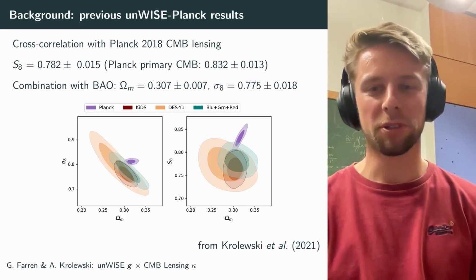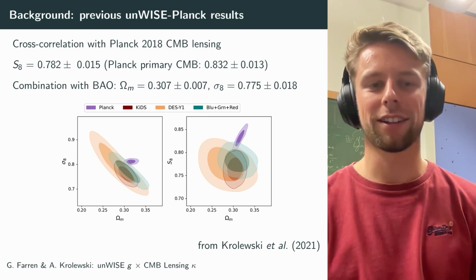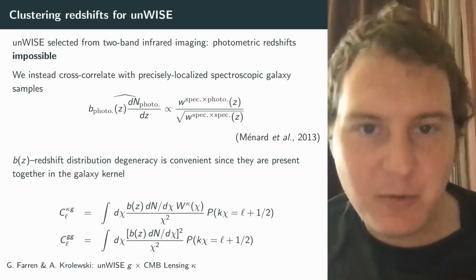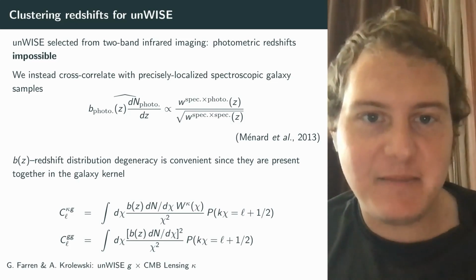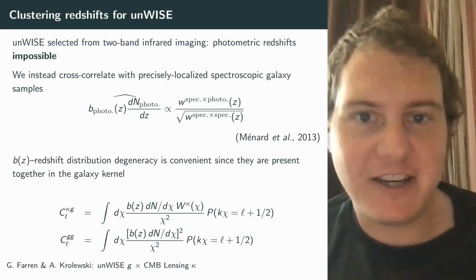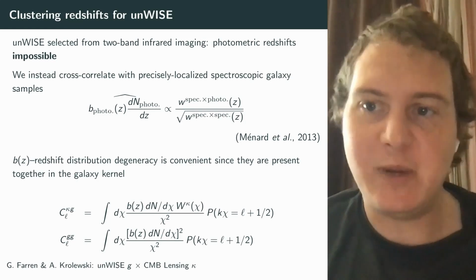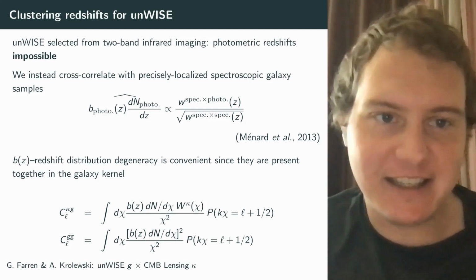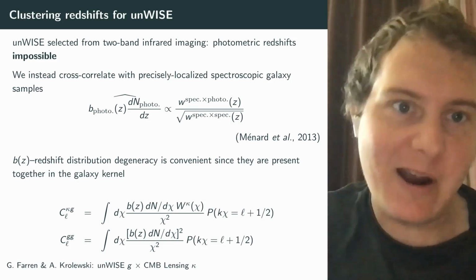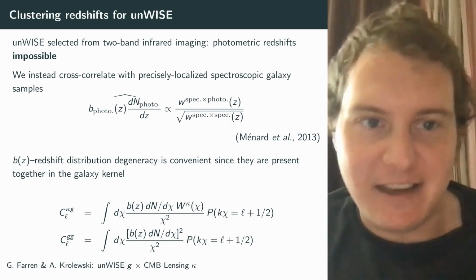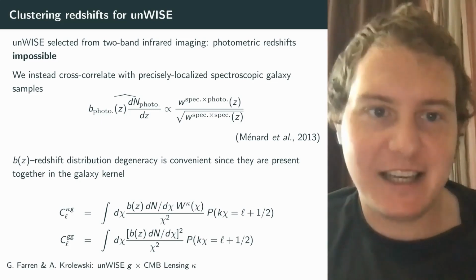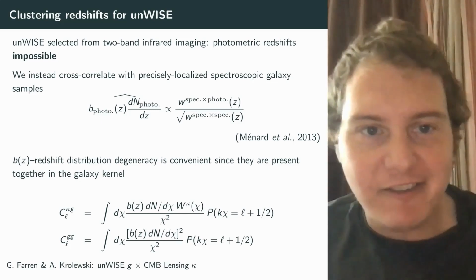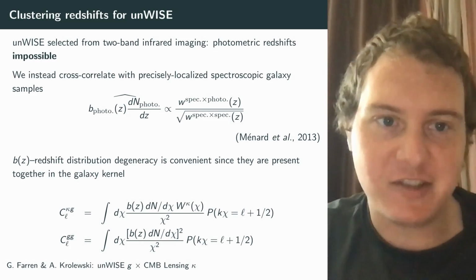So essentially, we'll go into a reanalysis of Planck cross unWISE. So unWISE galaxies are selected from 2-band infrared imaging. And this means that defining photometric redshifts in a similar way to the weak lensing surveys is impossible. The redshift sensitivity you have is some very broad kernel of width delta z of 0.5. You're basically never going to get a photometric redshift. And so we instead use quite a different technique to measure the redshift distribution.